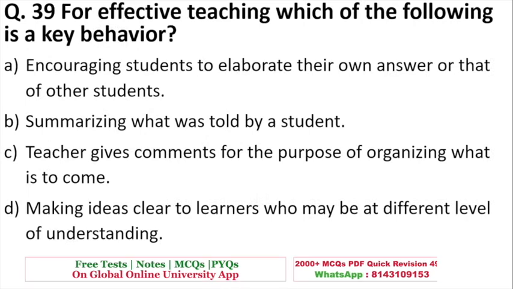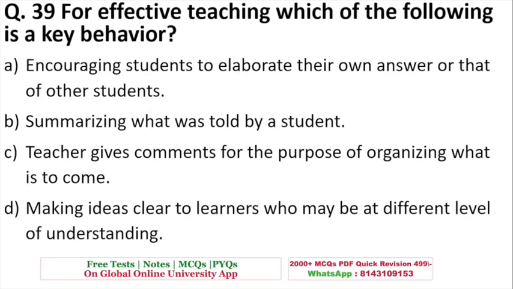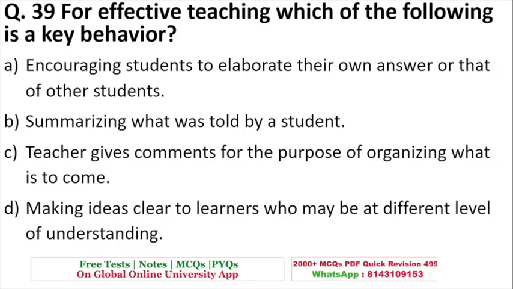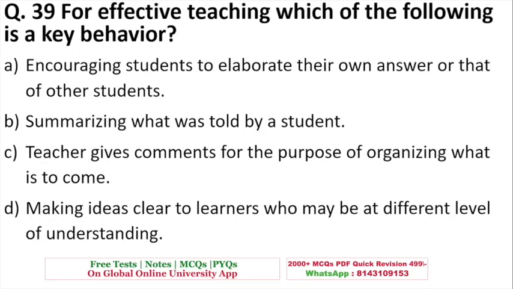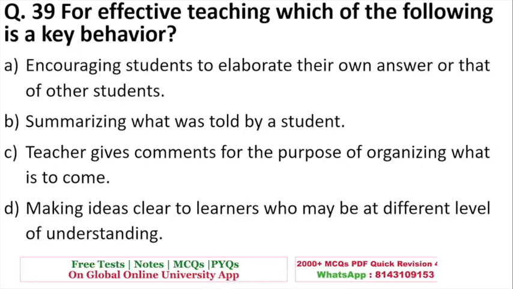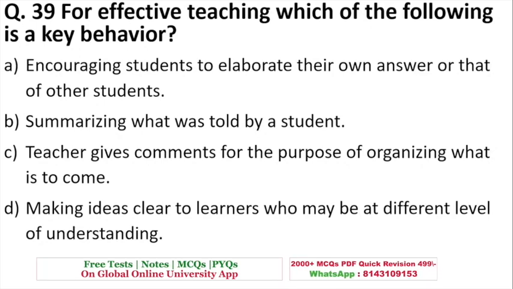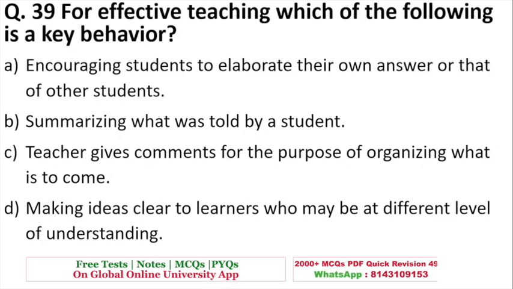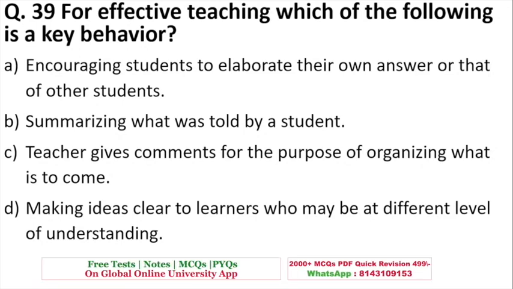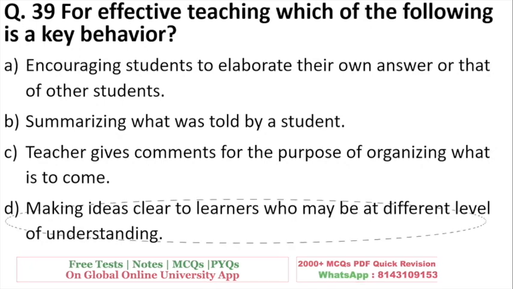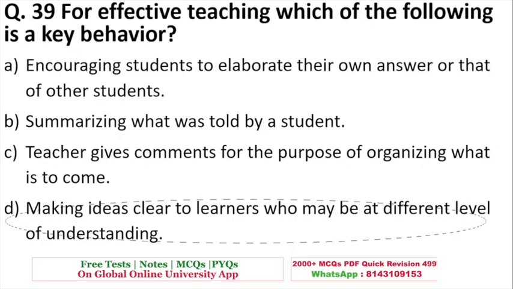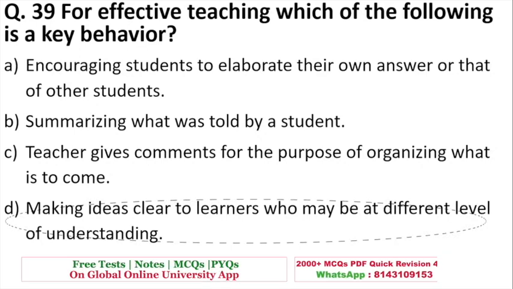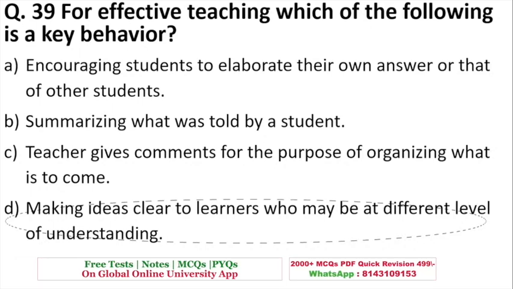For effective teaching, which of the following is a key behavior? Encouraging students to elaborate their own answer, summarize what was told by a student, teacher gives comments for the purpose of organizing what is to come, make ideas clear to learners who may be at different level of understanding. For effective teaching, what is the key behavior? The key behavior is making ideas clear to learners who may be at different level of understanding. Okay, D is the right answer here.